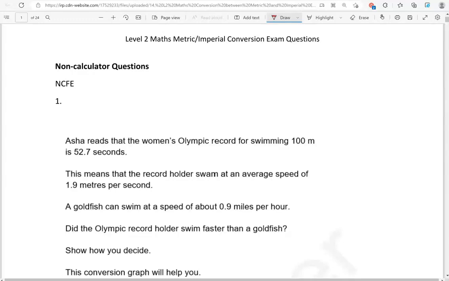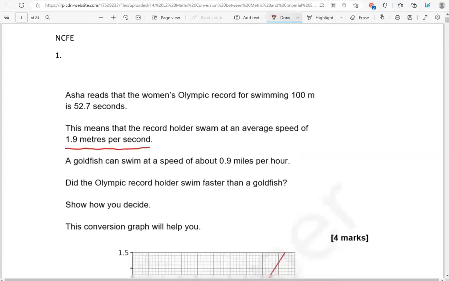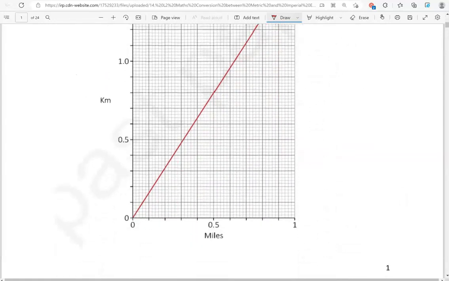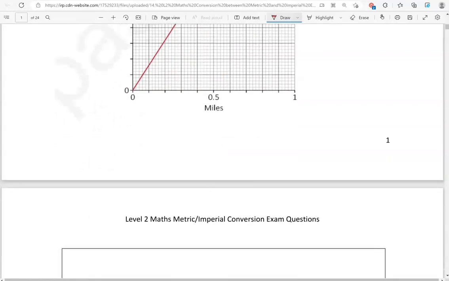Asher reads that the women's Olympic record for swimming 100 meters is 52.7 seconds. This means that the record holder swam at an average speed of 1.9 meters per second. A goldfish can swim at a speed of about 0.9 miles per hour. Did the Olympic record holder swim faster than a goldfish? Show how you decide. This conversion graph will help you. So we've got a kilometers to miles conversion graph and some space for the working out.